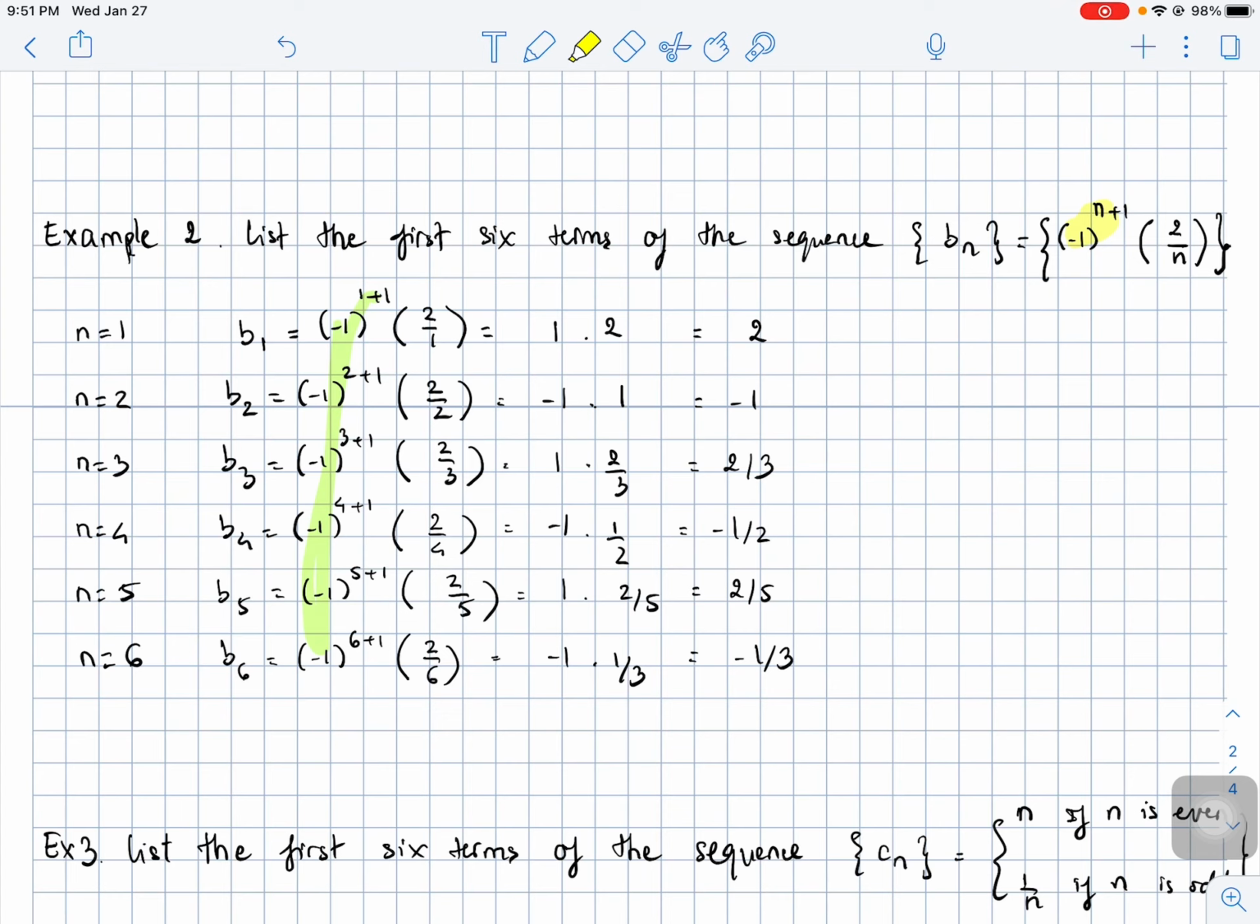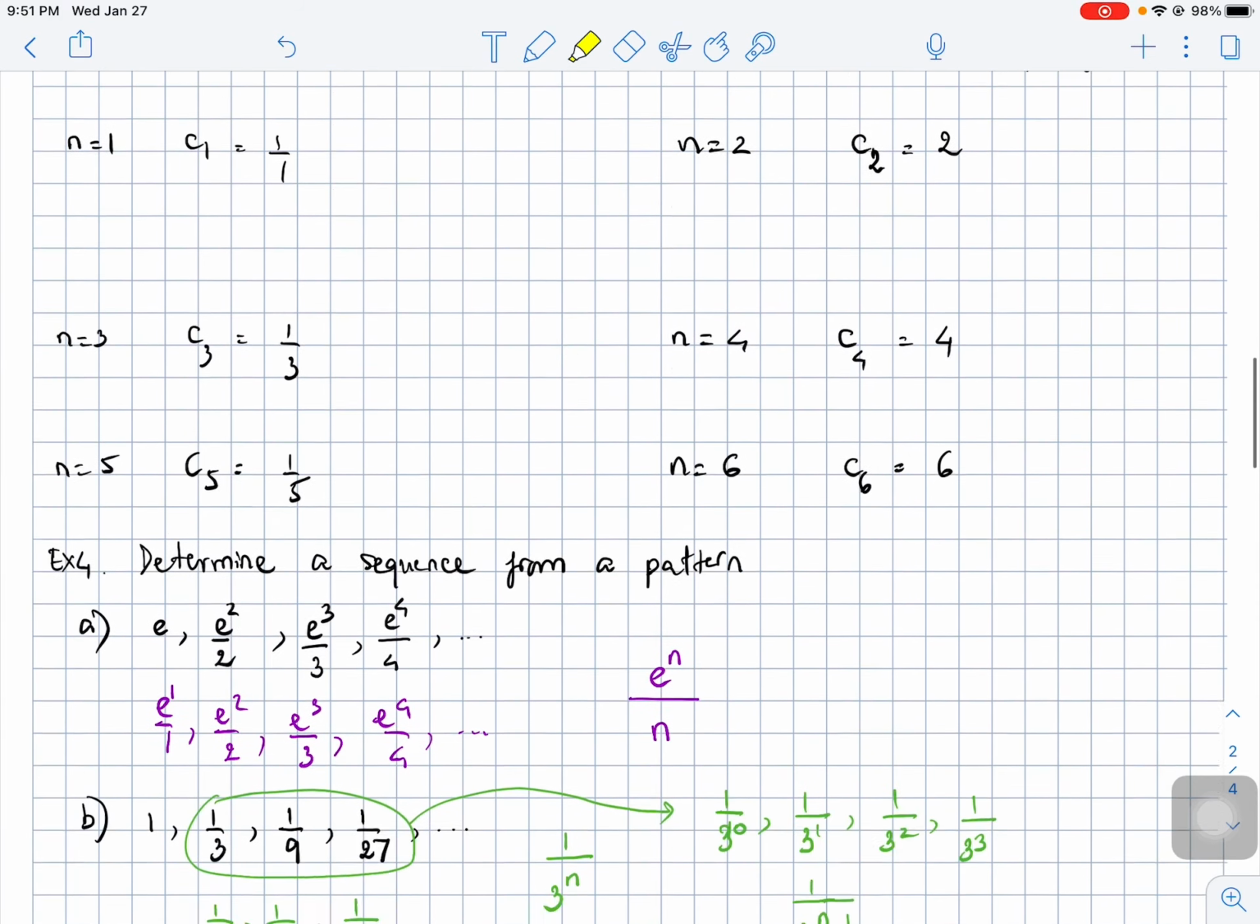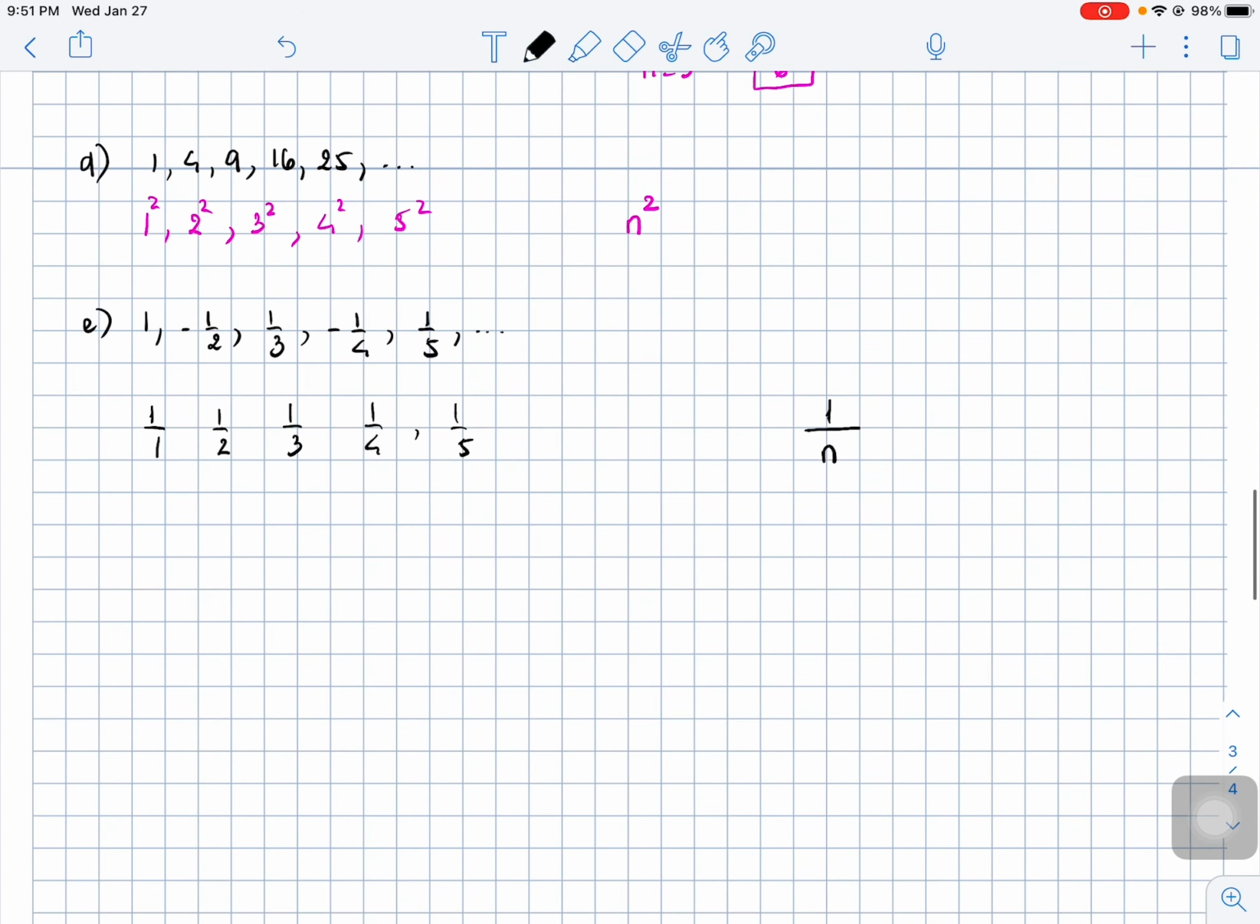This determines the sign alternation. So if we have negative 1 with the n plus 1 power, we will begin from positive 1 and then negative 1 and then positive 1. So going back to our problem, we will copy the same way. So we will have negative 1 to the n plus 1. When we have the power n plus 1, we plug in n equal to 1, it will give us a positive number.